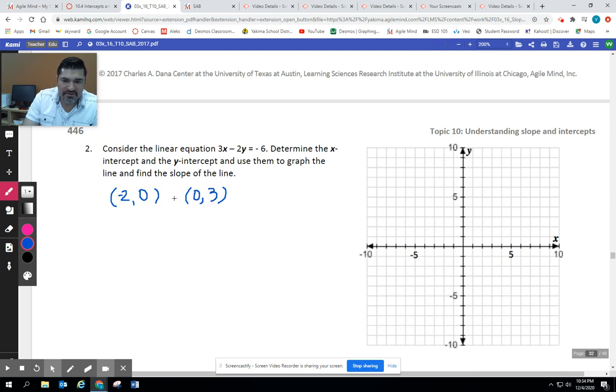Okay, all you need is 2 points to make a graph. So let's go to negative 2 and 0. So here's negative 2, 0. The other point is 0, 3. And once you have 2 points, you can make a line. And we can do 2 things. We can either, to find the slope, let's see. Yep, they want us to find the slope.